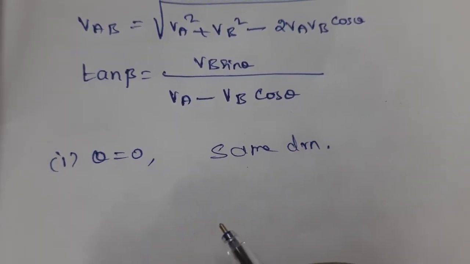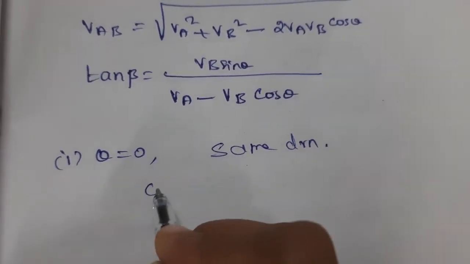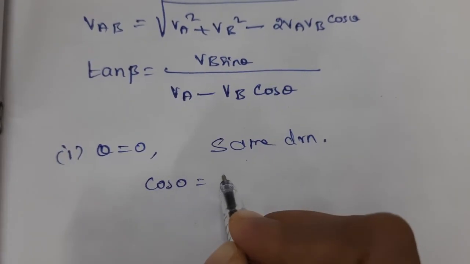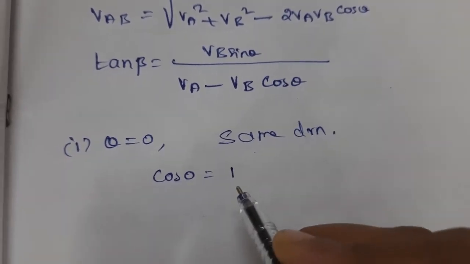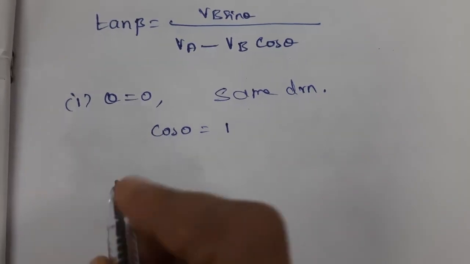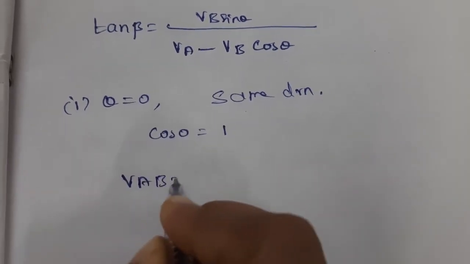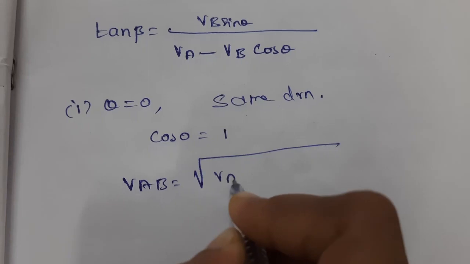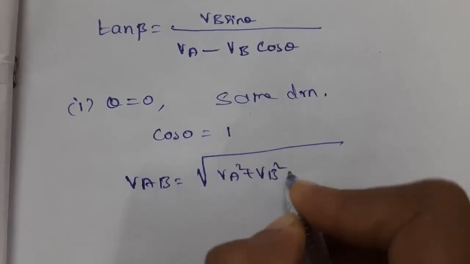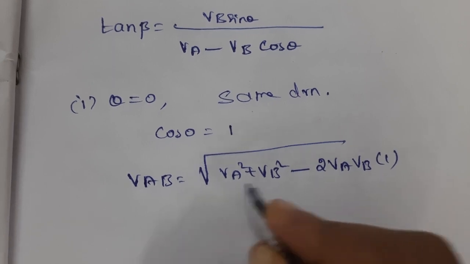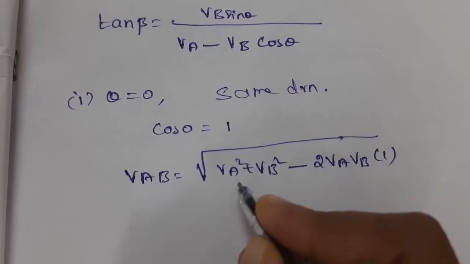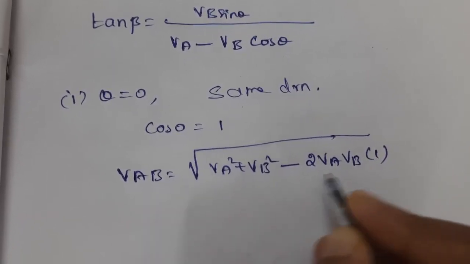Same direction, theta equal to 0. And theta equal to 0, what is cos 0? Cos 0 is 1. So VAB can be written as root of VA square plus VB square minus 2 VA VB into 1. So this can be written as A square plus B square minus 2AB.